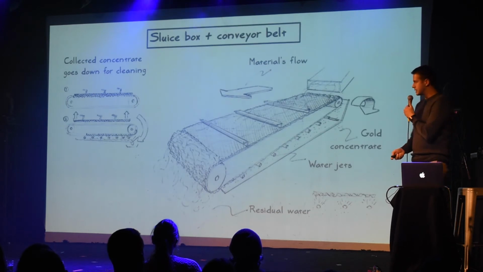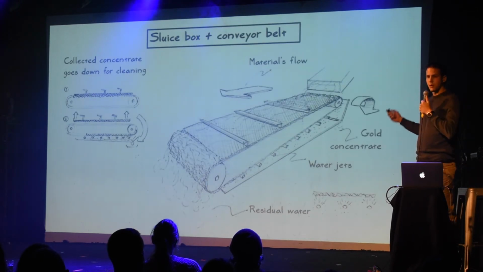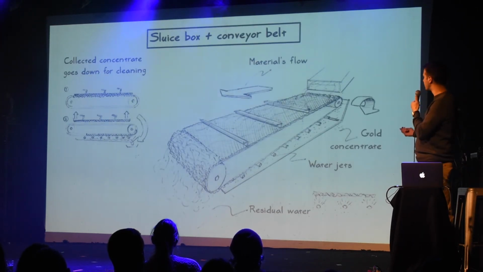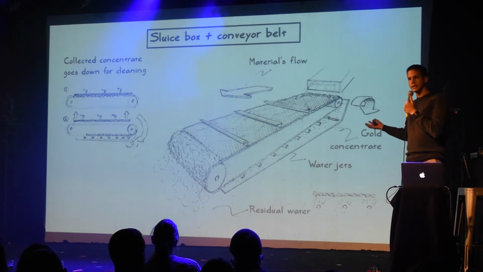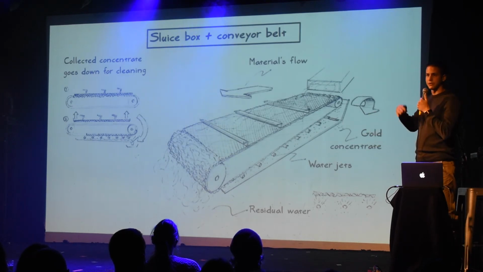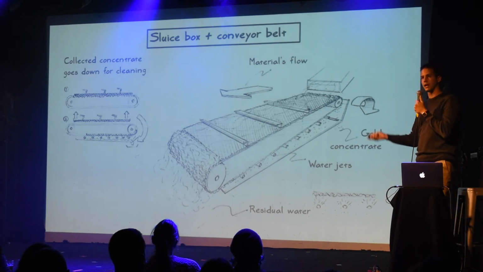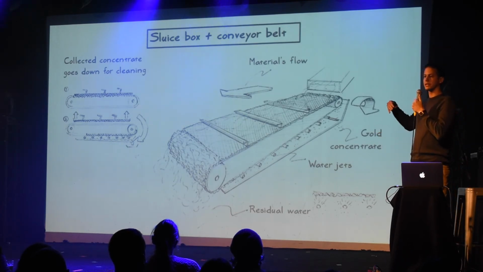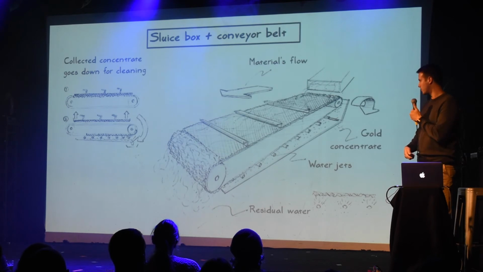So we ended up selecting this concept, and we basically wanted to do some kind of conveyor belt that could change the clean carpet on top that is collecting the gold. After a few hours, when it's saturated, we would switch it to the other side. It would be washed with water jets, and then the clean carpet on top would start collecting more gold.